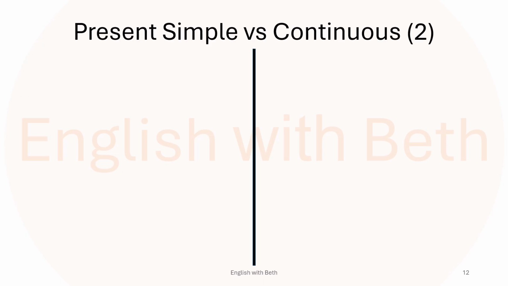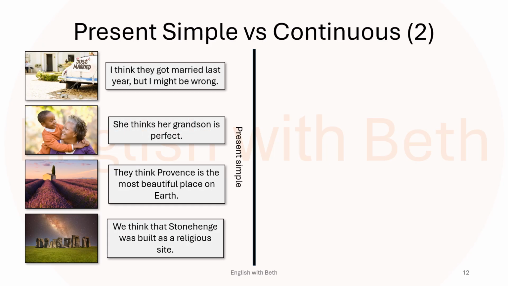Here are some more examples of the verb think using present simple or present continuous. I think they got married last year, but I might be wrong. She thinks her grandson is perfect. They think Provence is the most beautiful place on earth. We think that Stonehenge was built as a religious site. Here, the verb think has been used to express opinion or belief, so we have used present simple.